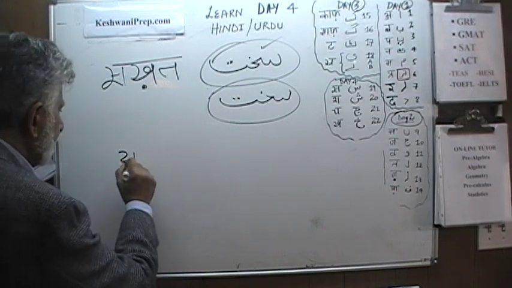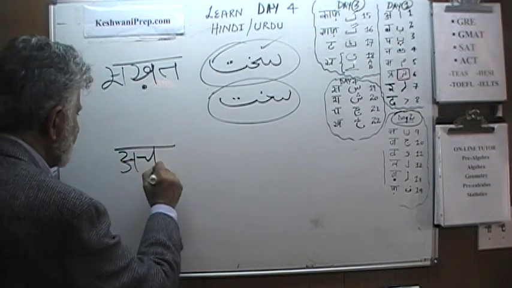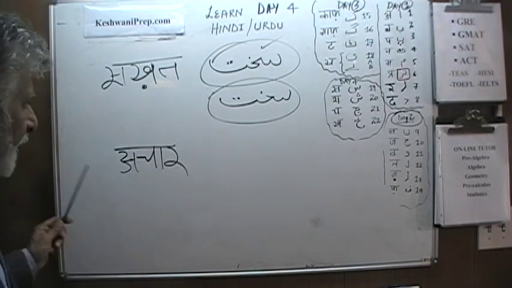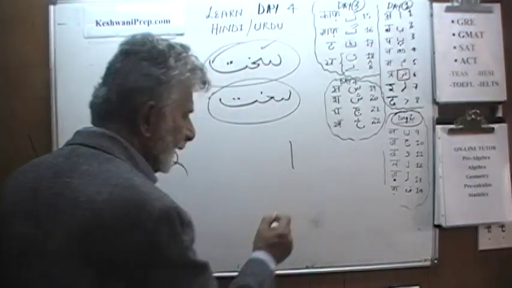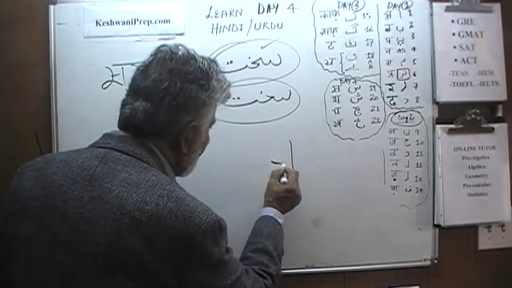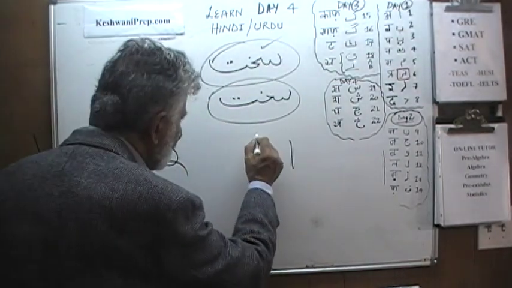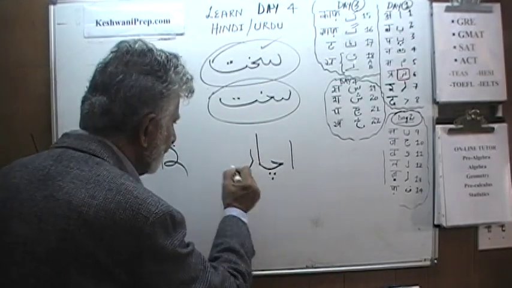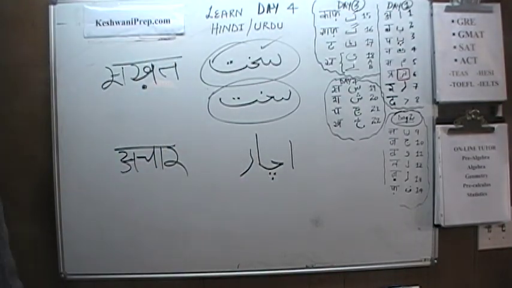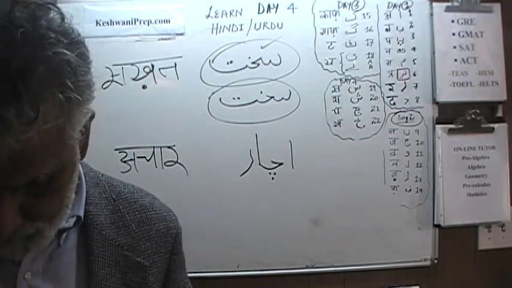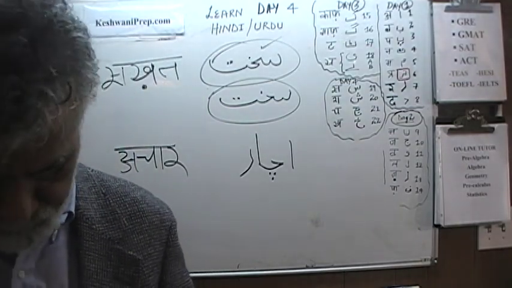Achar. Let's see how do we write it in Urdu. Alif will make a sound. This is our che that makes a ch sound. Join the alif to it, achar, and then re, achar. And you know what achar is. We all know what achar is. It's something which you eat with your food.